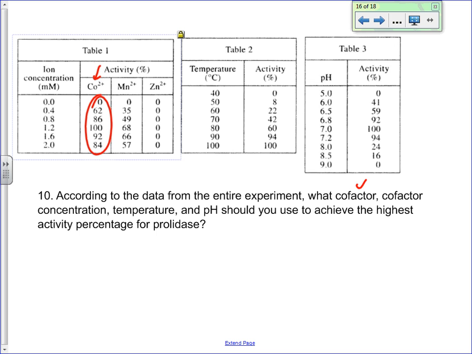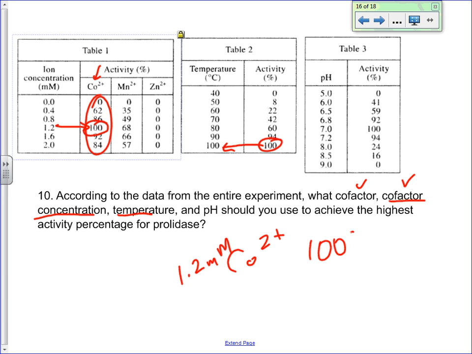Now, what about that cofactor? Check. We want cobalt. What about cofactor concentration? Which concentration of cobalt will give us the highest? 1.2 will give us 100%. Boom. So we want 1.2 millimolar of cobalt concentration. Check. What do we need next? We need a temperature. What temperature will be the best? 100 degrees. The highest one is right here, which is a temperature of 100 degrees.